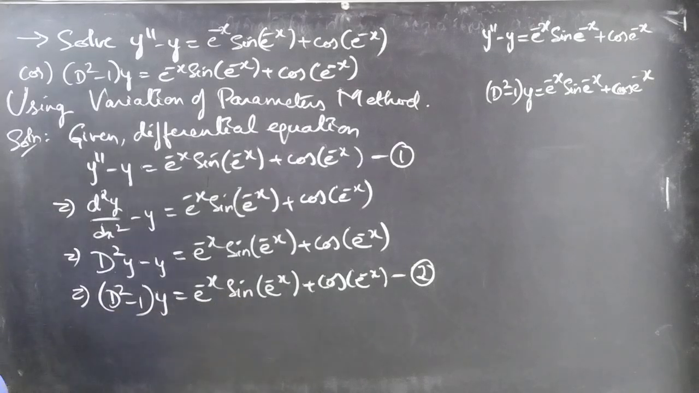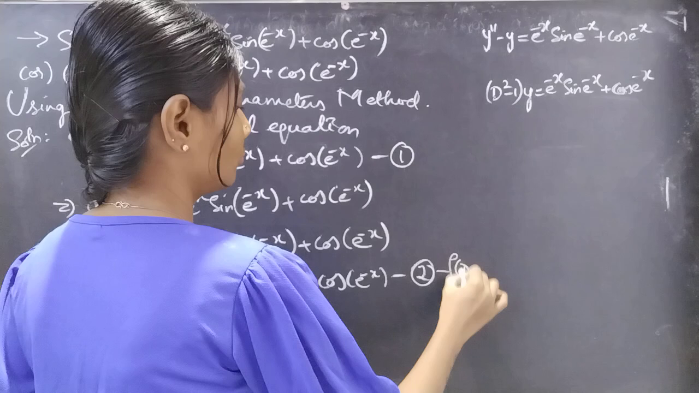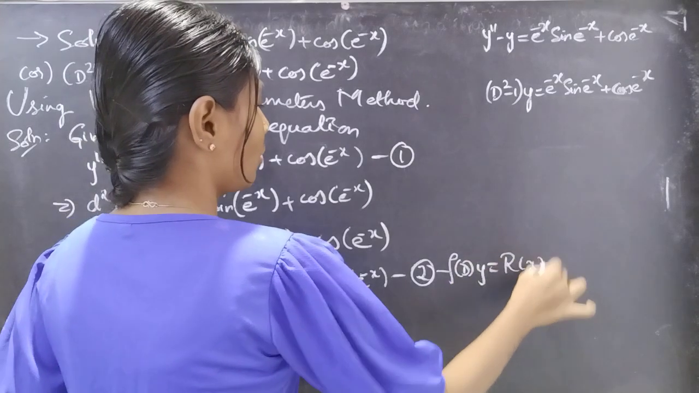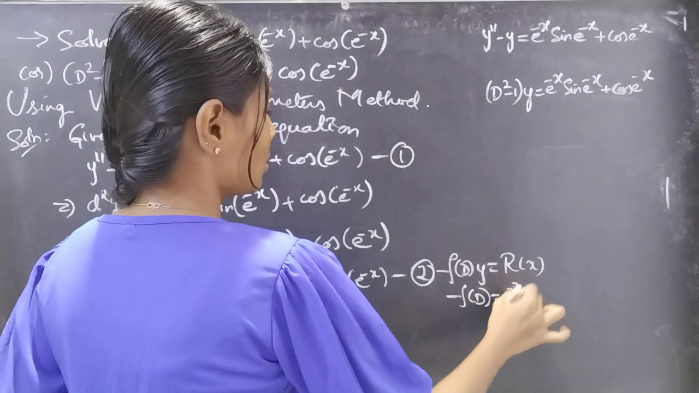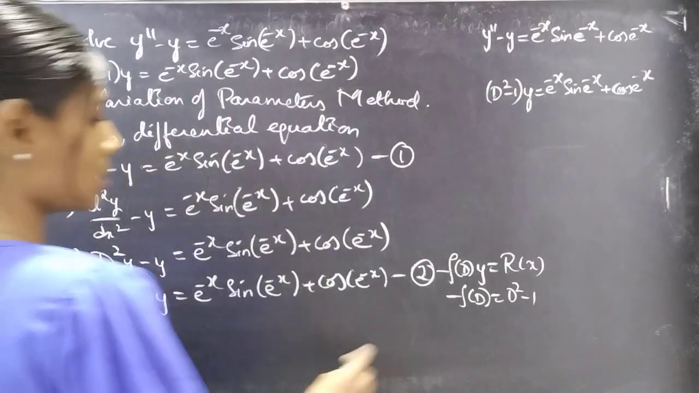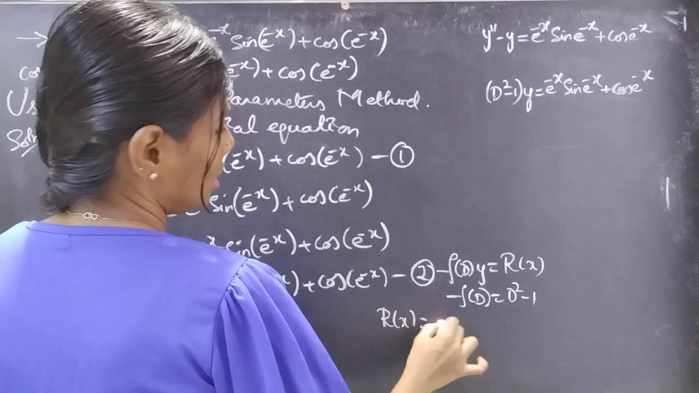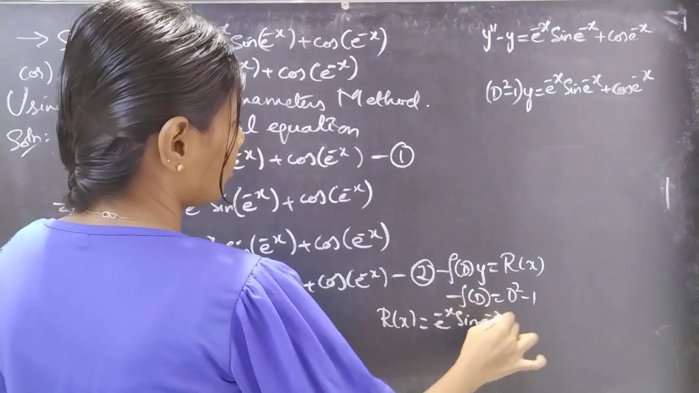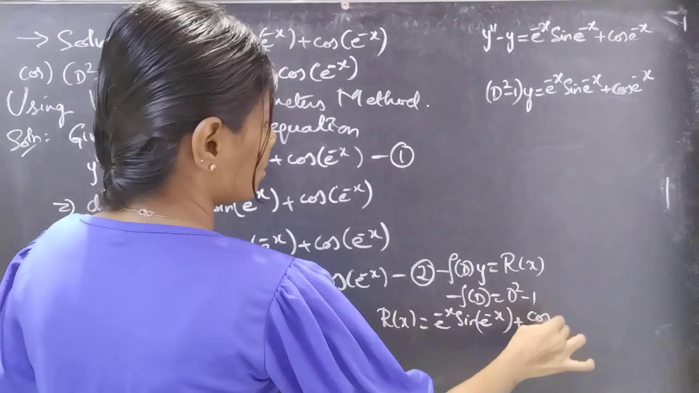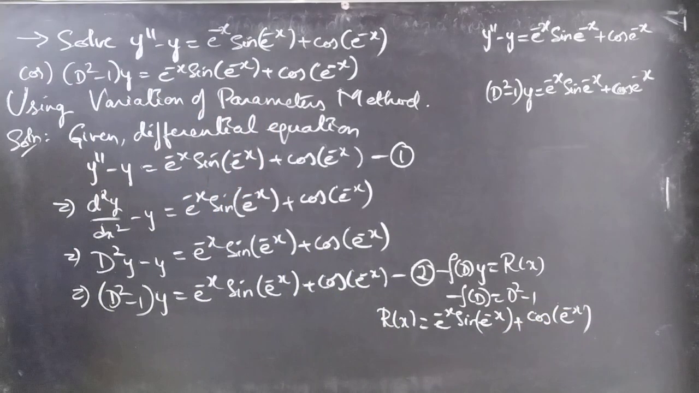So f(D) y equal to some function of x, where f(D) is D² minus 1 and R(x) is e^(-x) sin(e^(-x)) plus cos(e^(-x)). Now we'll find the general solution to our problem using y equal to yc plus yp. We'll find yc, that is complementary function, using the auxiliary equation, and later using yc we'll write yp. Now coming to the auxiliary equation.